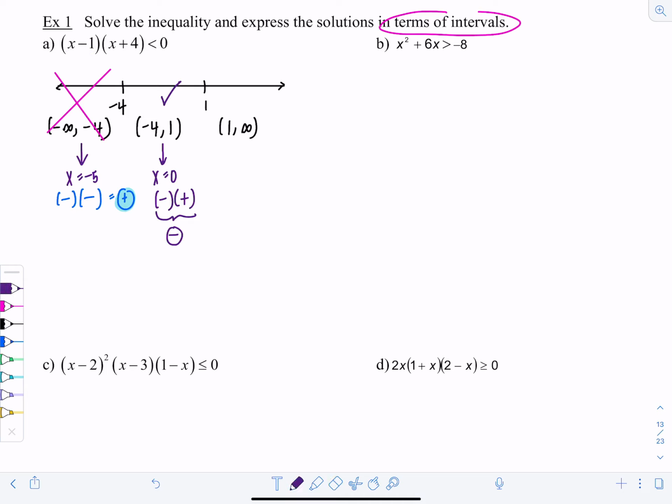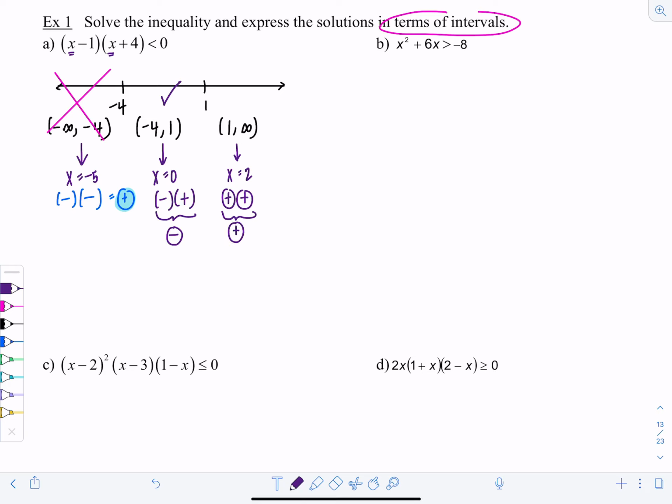Last one, now we're going to test the interval from 1 to infinity. So pick something in there. You could pick 2, 7, 43, doesn't matter. So x equals 2. 2 minus 1, that's positive. 2 plus 4, that's also positive. And a positive times a positive is positive.